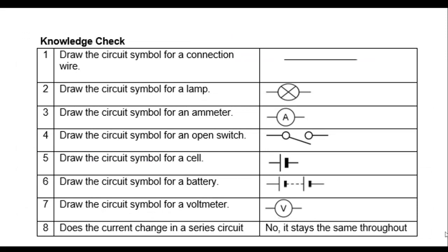For number 1, draw the circuit symbol for a connecting wire. So that is just a straight line. The circuit symbol for a lamp is a circle with a cross in the middle. You should then also show the wires each side of the lamp.